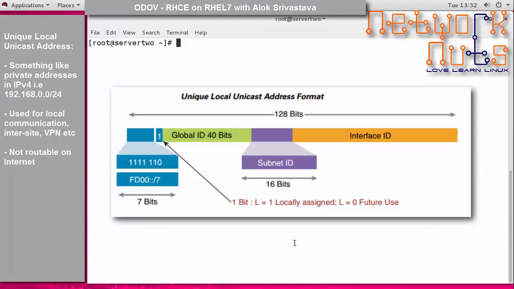Then we have the unique local unicast address. It's something like the private IPs of IPv4, in the range of 10 or 192.168. They are used for local communication within the LAN or intersite or VPN. They are not routable on the internet.